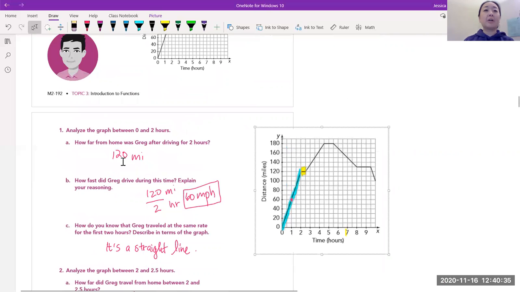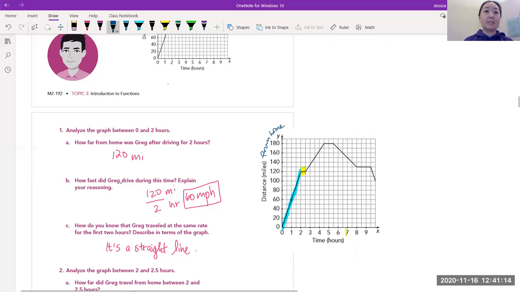If you take a look here, we're analyzing the graph from 0 to 2. So it's this blue part right here, right? So how far from home was Greg after 2 hours of driving? At 0, he didn't drive anywhere. He was just staying in his garage, right? So if you go all the way to 2, he's at 120 miles away, because remember the y-axis is how far away he is from home. So he's actually 120 miles away from home.